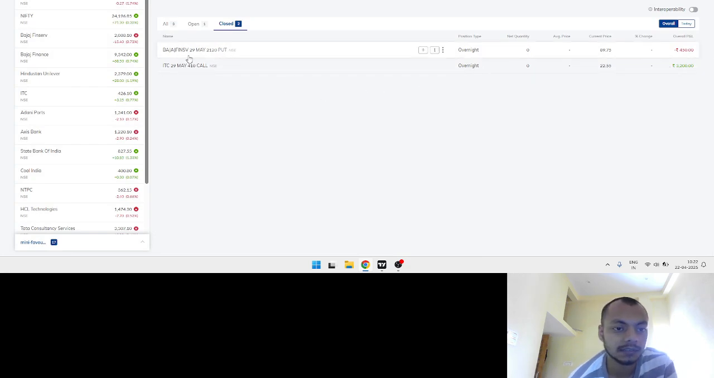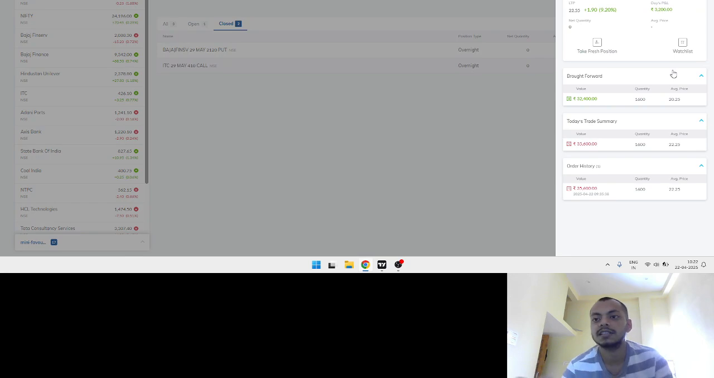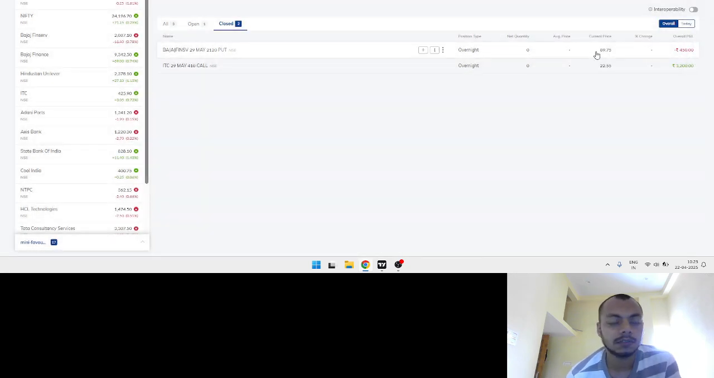And then the second trade was ITC, and in this I compensated the loss of Bajaj Finserv and also made a decent profit. Put together, we can say there was a total profit of 2.5k. So those were the trade results.